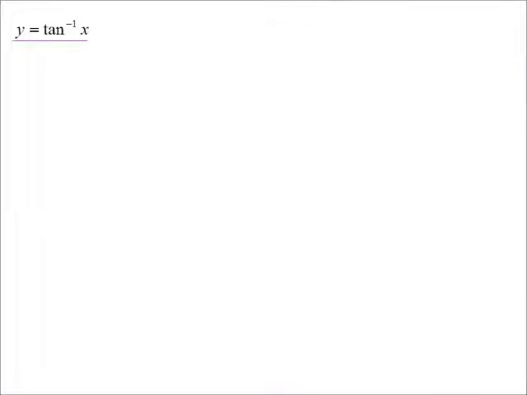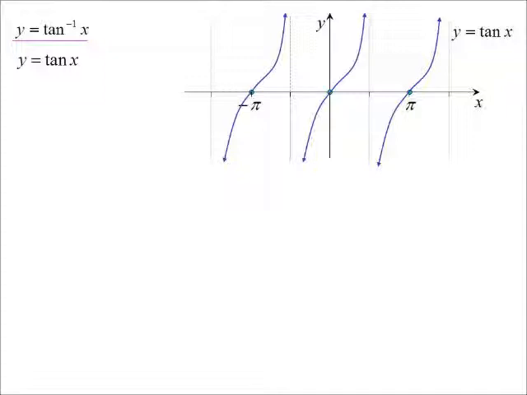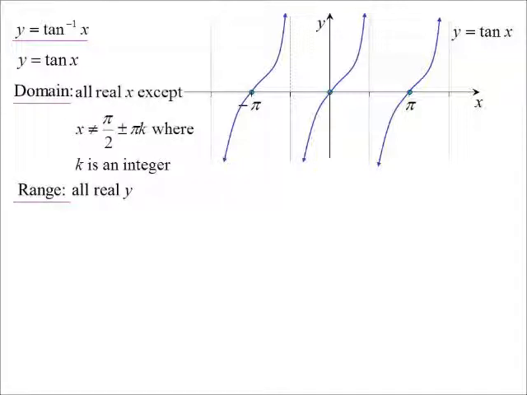So, all right, let's do tan. Okay, y equals tan x. There it is, y equals tan x. Its domain is all real x except every pi on 2 multiple, plus or minus pi k. Actually, I didn't need to write plus or minus pi k, did I? Because I stated k was an integer, so I could have just said plus pi k, because integers can be negative. But anyway, doesn't matter. That still describes the domain, and the range is all real y.